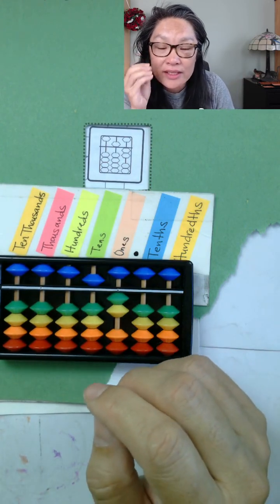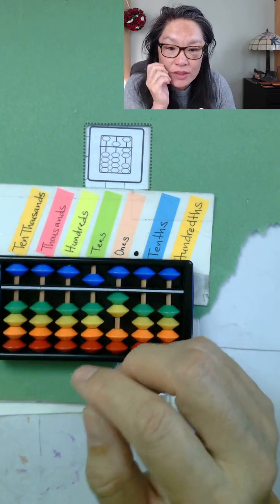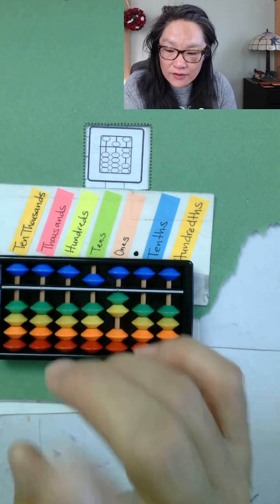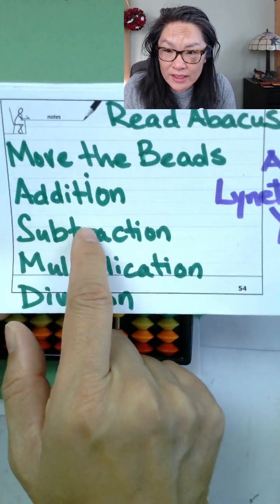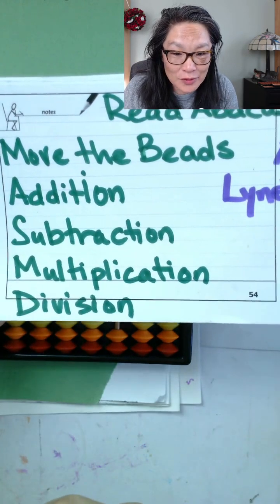What we need to do is understand the fundamentals, right? What is the abacus used for? Usually it's for counting. You could do adding, subtraction, multiplication, division.